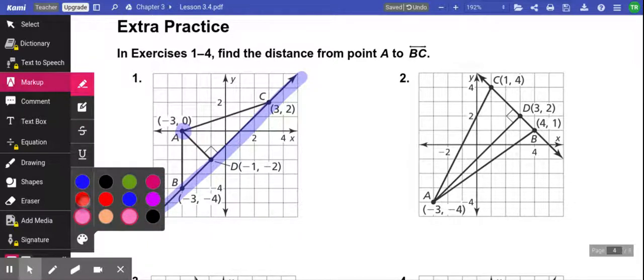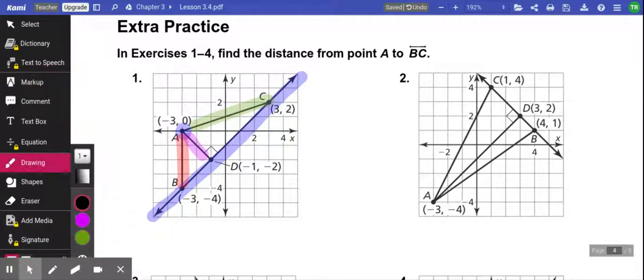So should I pick the red line, the purple line, or the green line? Which line would give me the distance from the blue point to the blue line? The one that would give it to me is going to be this, the AD, okay? So I'm going to find the distance of AD.